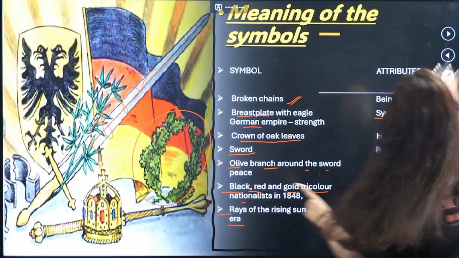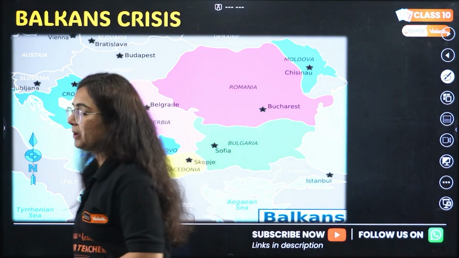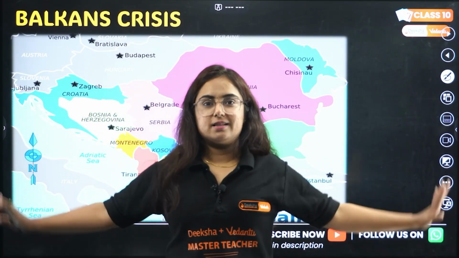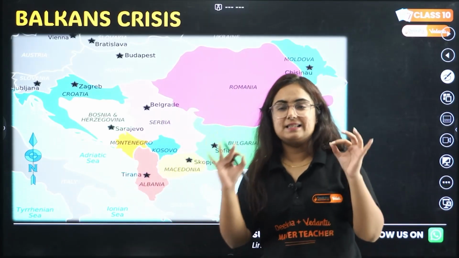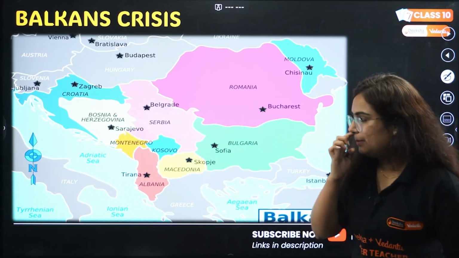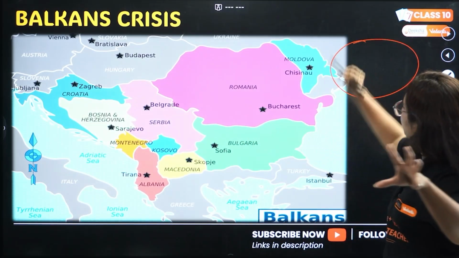Now moving to the last, most confusing, most demanded topic. Ma'am, please explain Balkan crisis. This is the last topic which we have to study in this entire chapter, that is the Balkans crisis. Now what is this? Why this crisis? See, bacha, in the starting only, I showed you this is Germany.